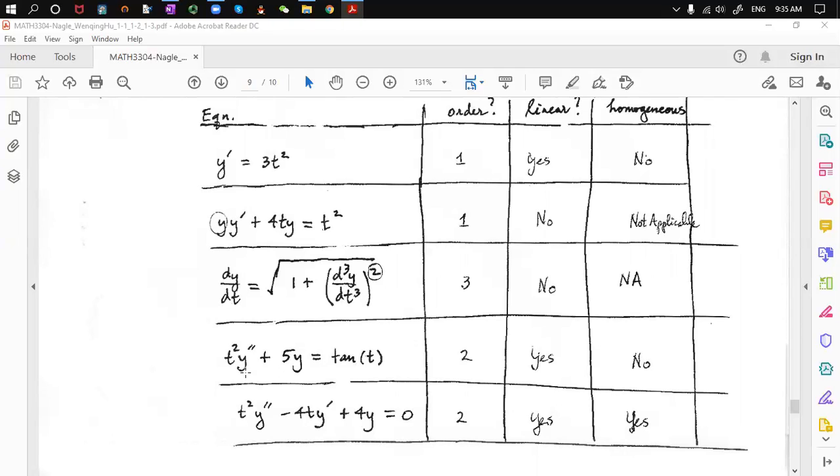So thank you very much. And indeed, this is a function y in terms of t. Therefore, to determine the order, you must look at the highest derivative in terms of y. So the order is 2. Therefore, the order of this equation is 2.